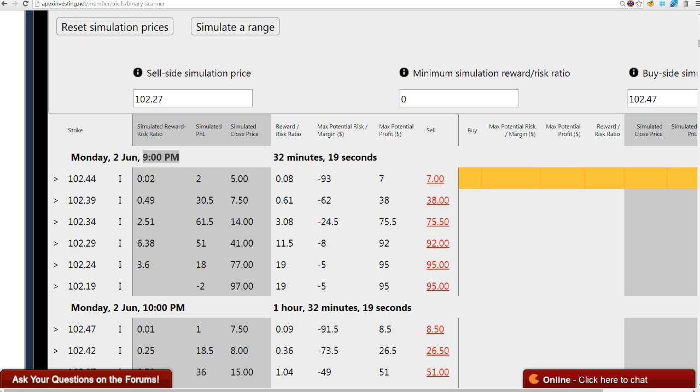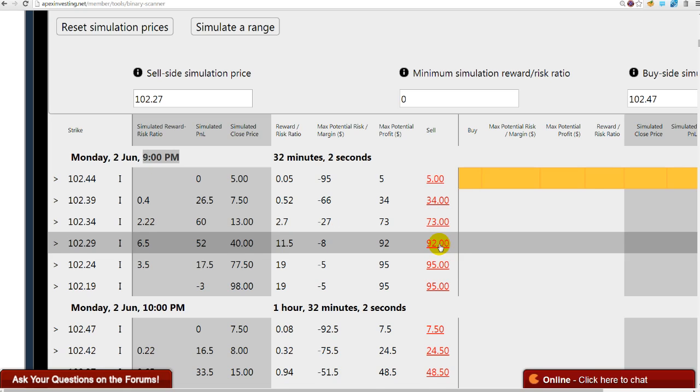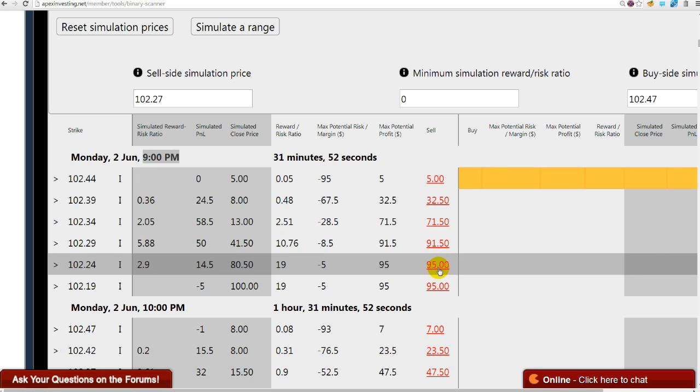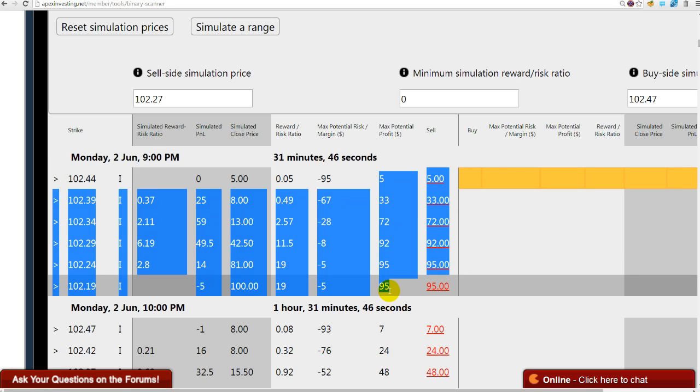If I sold for 38, I could make 38. There you go. So if I sold for 92, how much could I make? $92. If I sold for 95, what can I make? 95, right? So notice right here, you don't even have to figure it out. It actually tells you instantly.